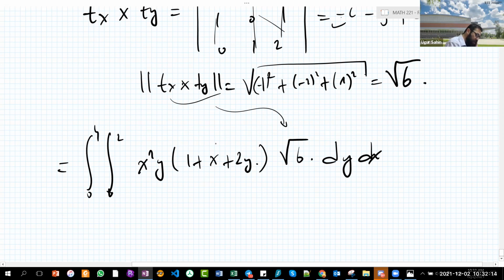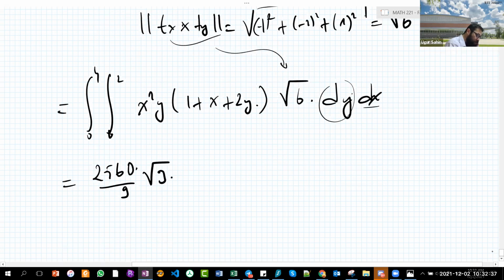This integral is easy. After this part, just go ahead and take the partial integral, first the integral over dy and then dx. It is going to give 2,560 over 9 square root 3, something like that. So this is the mass. I think the mass unit was kilogram per meter, or just the kilogram. That is how I calculated the mass, guys.